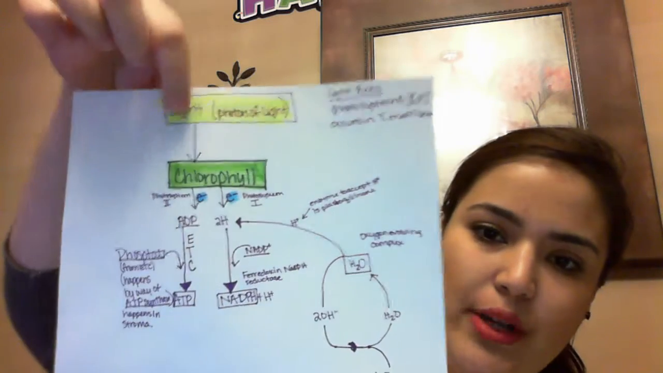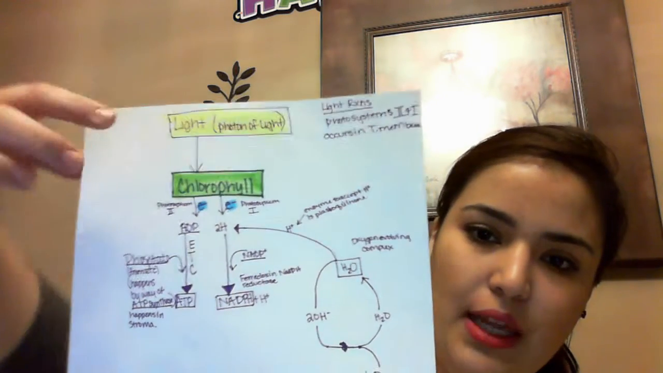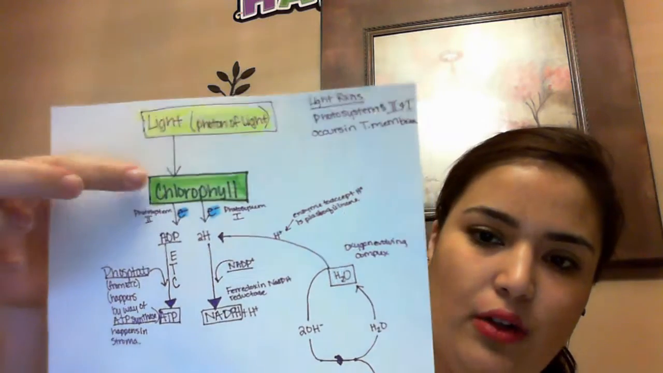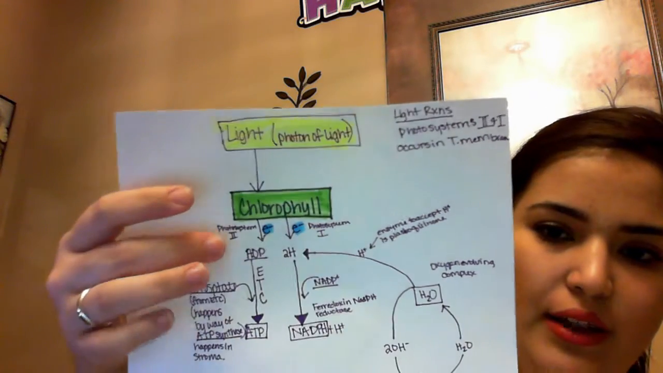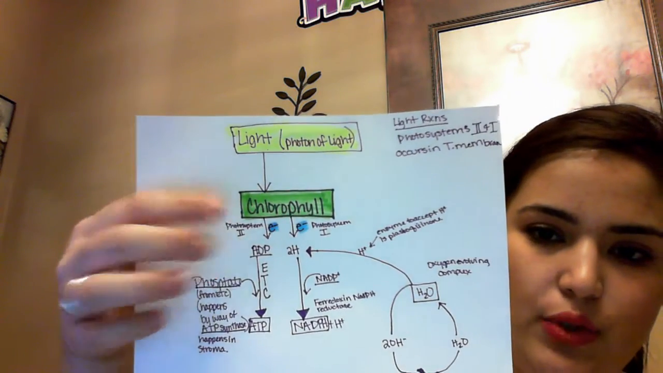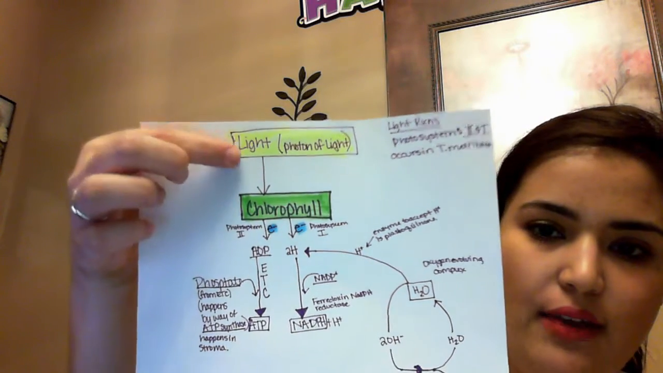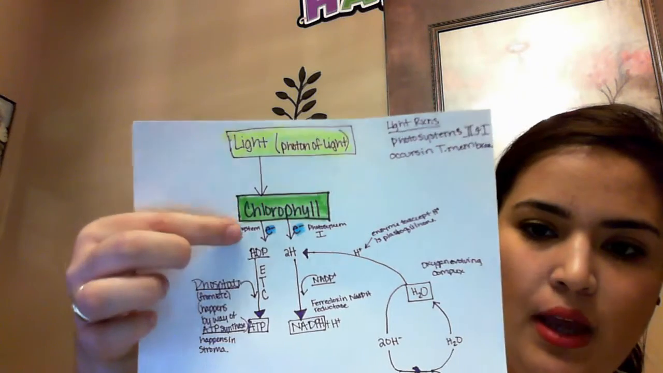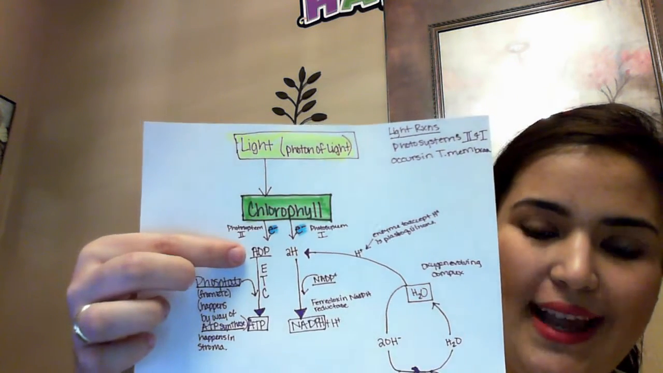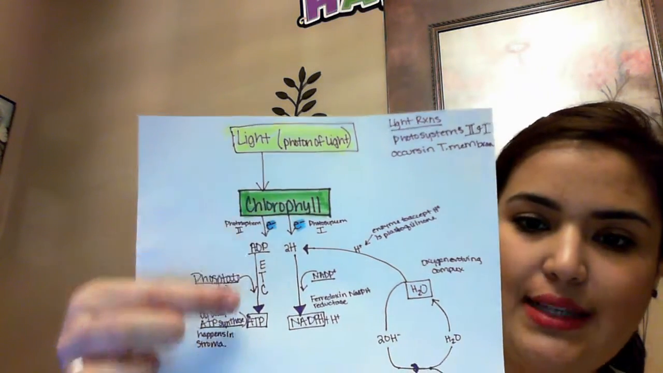So I drew here the photon of light, and it's going to go through the green chlorophyll that's in the chloroplast. It gives the chloroplast its green color. And on this side here, you'll see photosystem 2. It's going to use the electrons gained from these photons of light that were energized in the chlorophyll, and it's going to change this ADP into ATP.